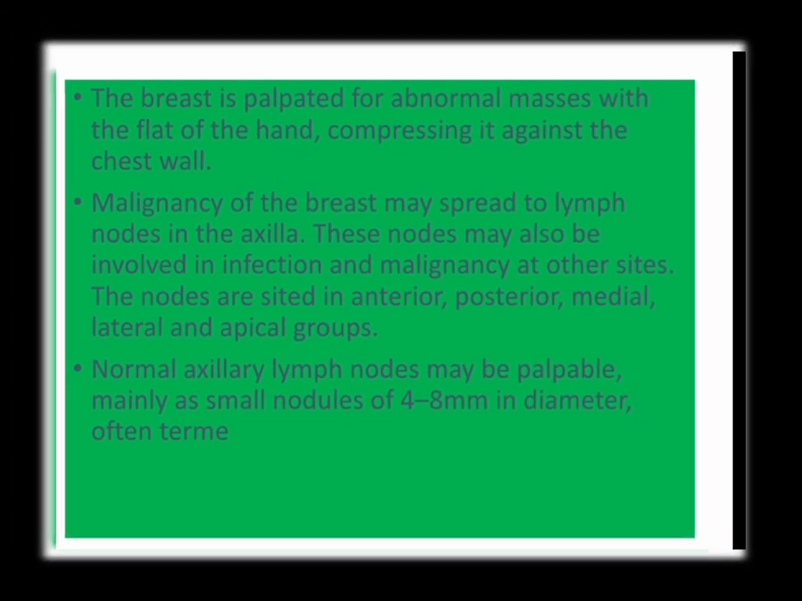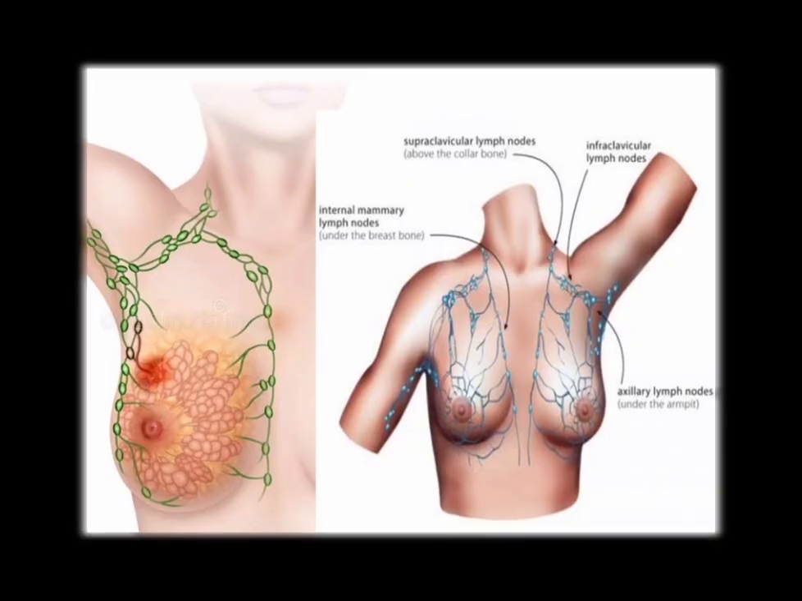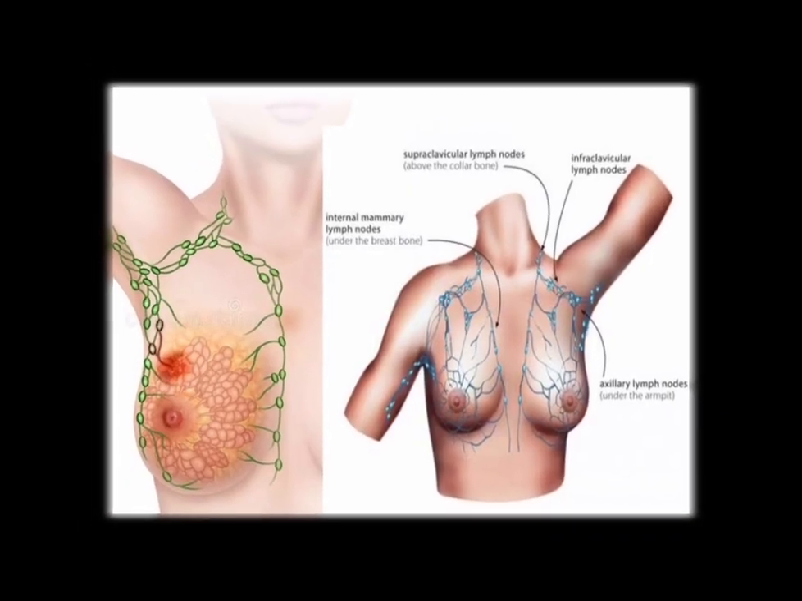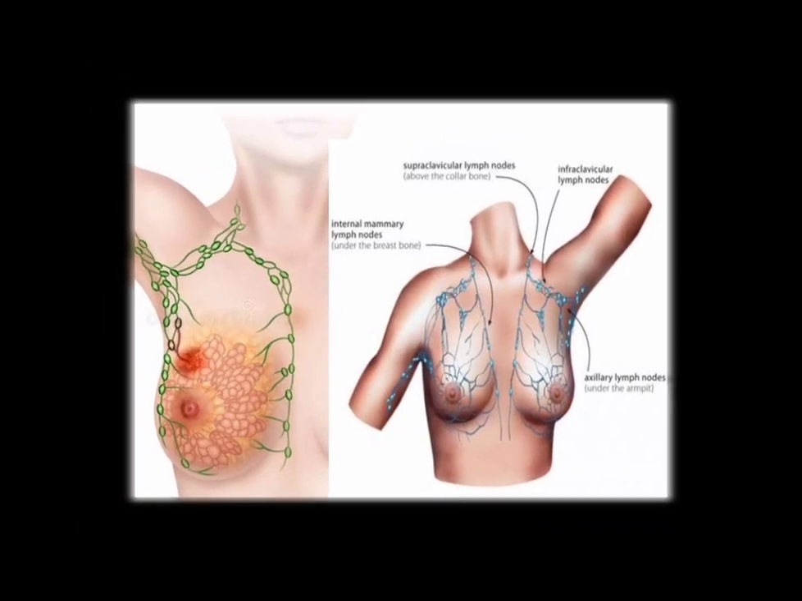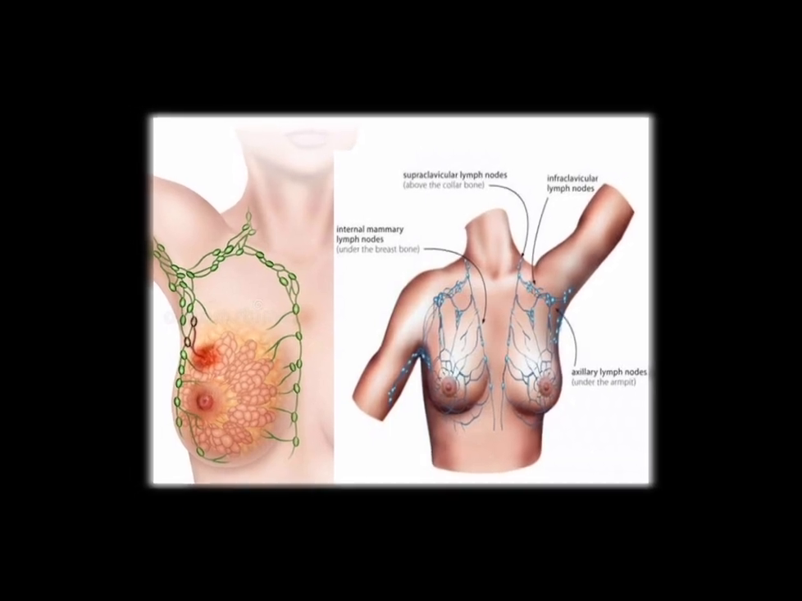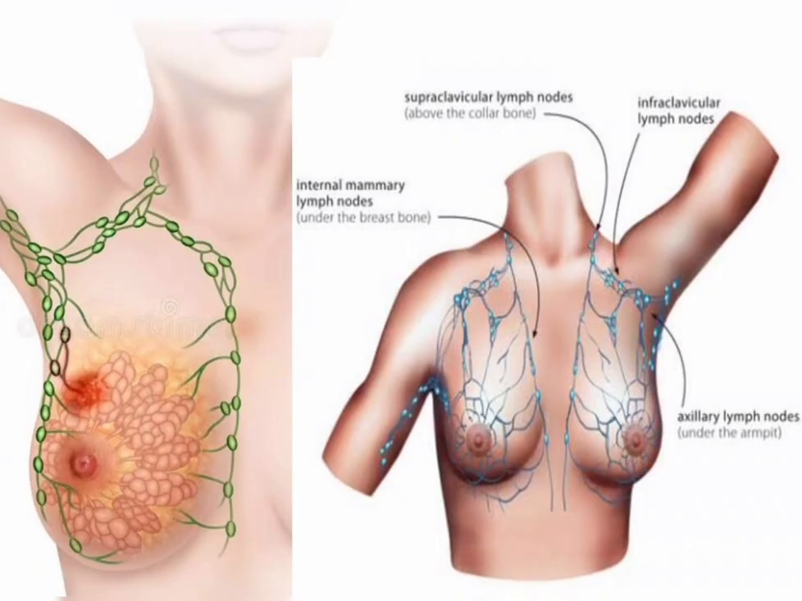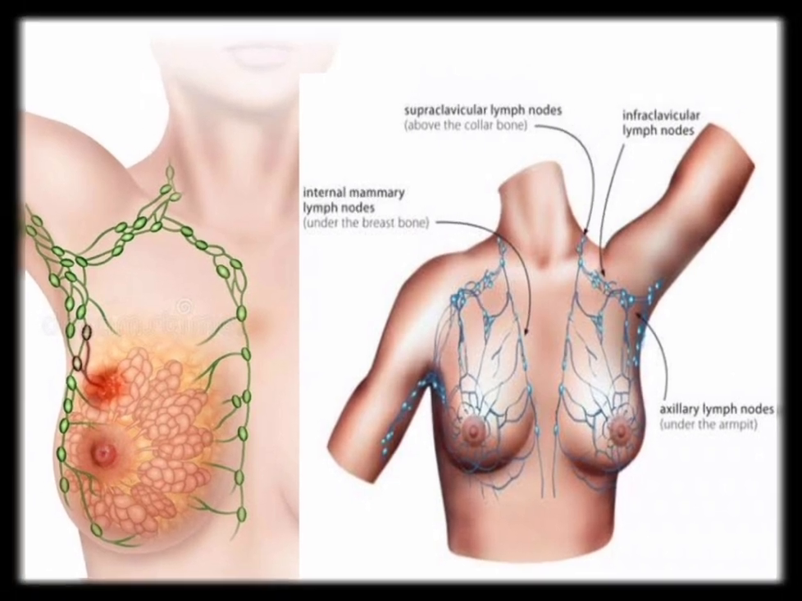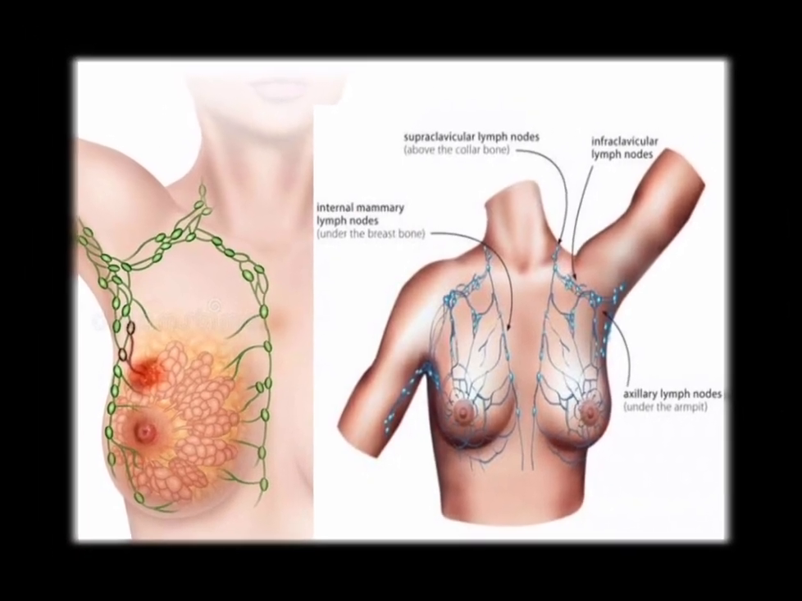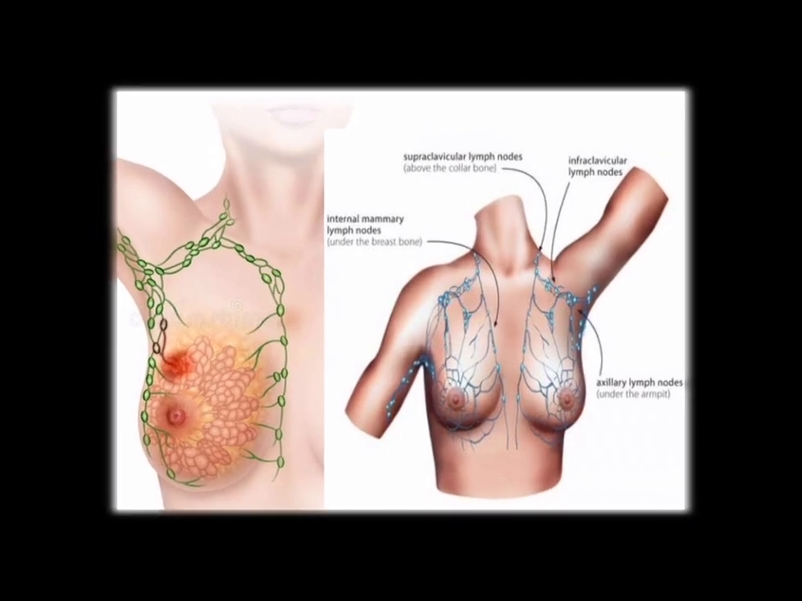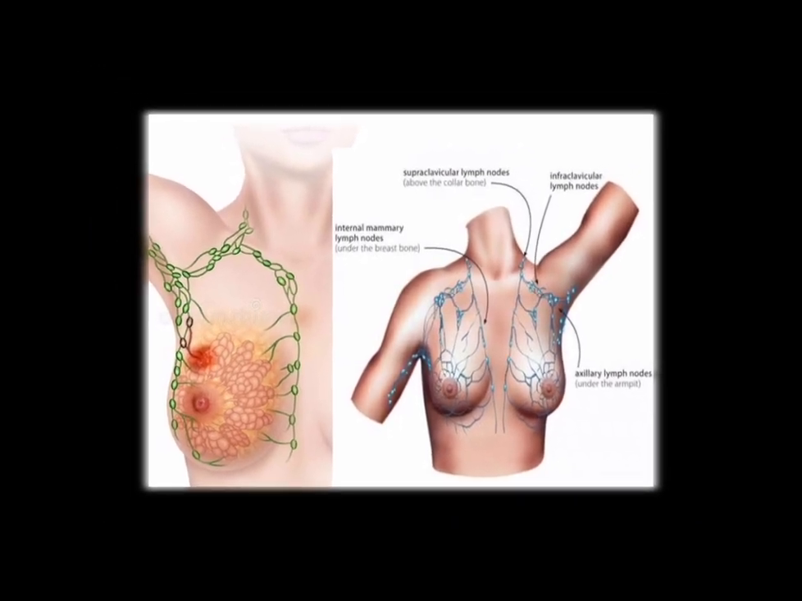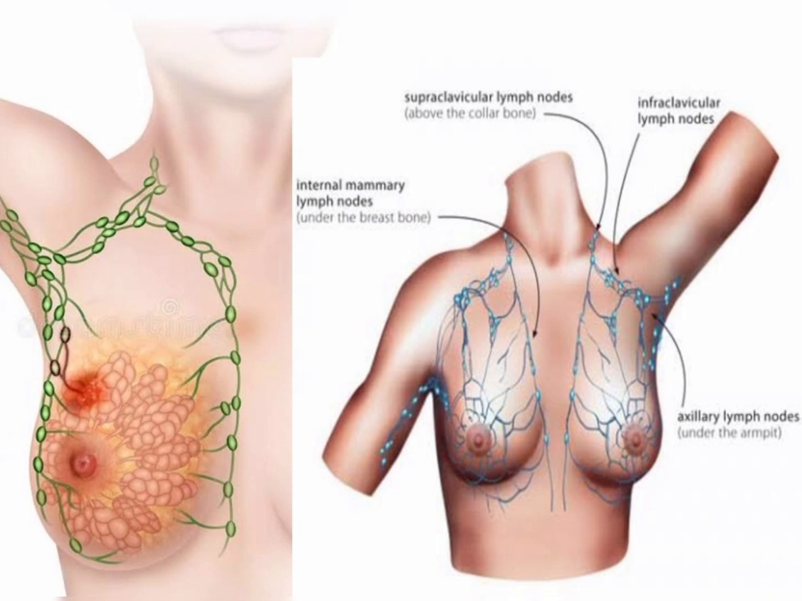The apical group is high in the axilla, communicating through the cervicoaxillary canal with the infraclavicular and supraclavicular nodes and lymph channels forming the subclavian lymph trunk. Normal axillary lymph nodes may be palpable, mainly as small nodules of 4 to 8 mm in diameter, often termed shotty nodes. Here we have it.